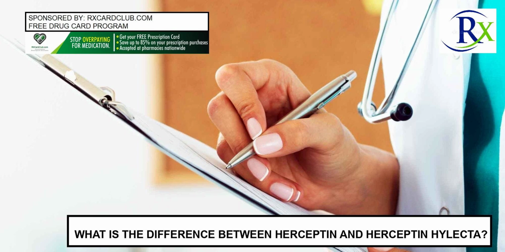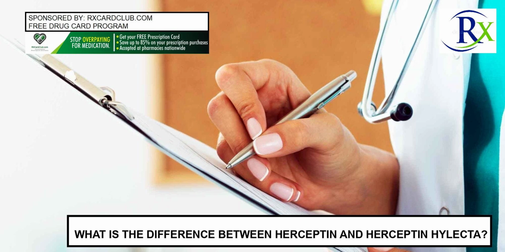Form. Herceptin injection: single-use vial powder to be reconstituted with sterile water for injection, or multiple-use vial powder to be reconstituted with bacteriostatic water for injection. Herceptin Hylecta: single-use, ready-to-use solution for injection. Administration route. Herceptin injection: intravenous infusion, slow into a vein. Herceptin Hylecta: subcutaneous injection, injected under the skin.